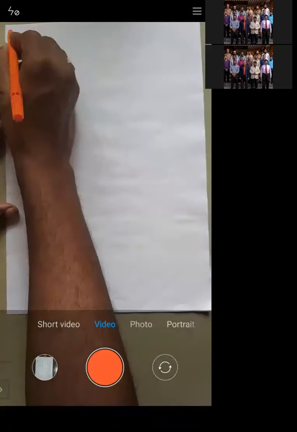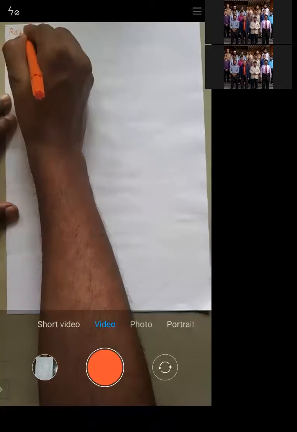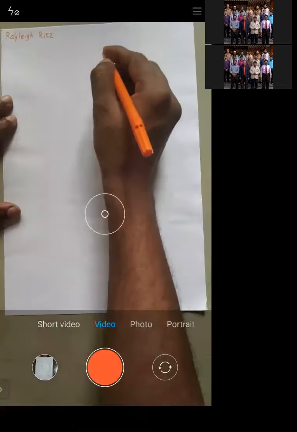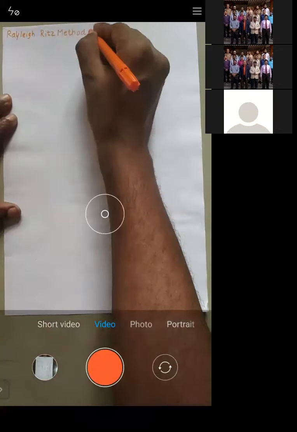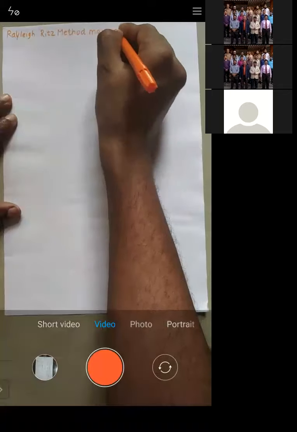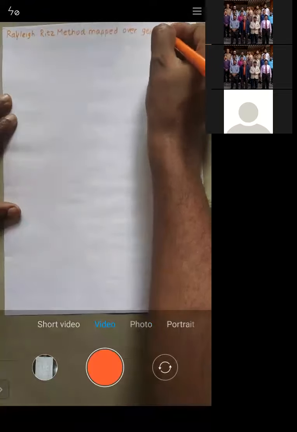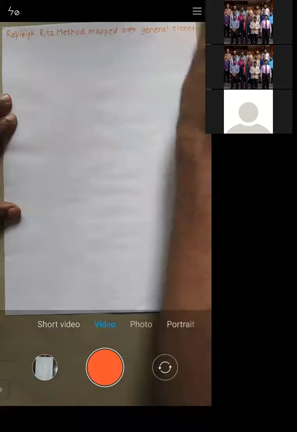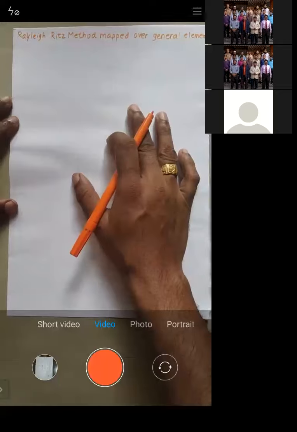I'll just write down the name of the method again: Rayleigh-Ritz method mapped over general element. So this is basically the name of the method.